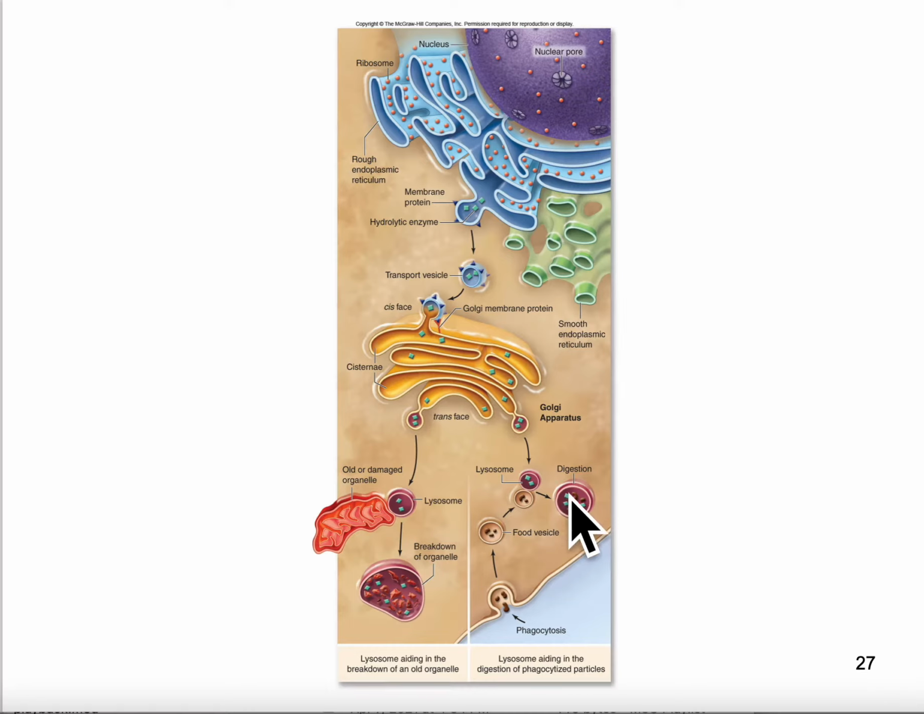What it does is it has a lot of acid inside of it, and it has special proteins that are like little choppers in there. You can use it like an incinerator. Let's say this is an organelle that we haven't learned yet, that is too old and doesn't do a good job in the cell anymore. It needs to be gotten rid of.